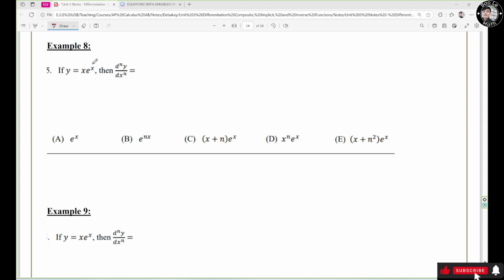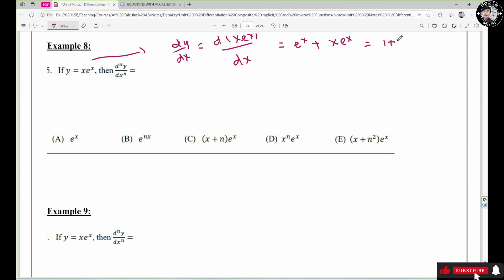Now you need to take the first derivative of this one to see what happens, right? So I have dy over ds is going to be d of this one over ds, right? So it's going to be product rule, right? So it's going to be e to the s plus s times e to the s, right? I need to factor e to the s out, so it's going to be 1 plus s times e to the s, right? Now next one, I take the second derivative, right?